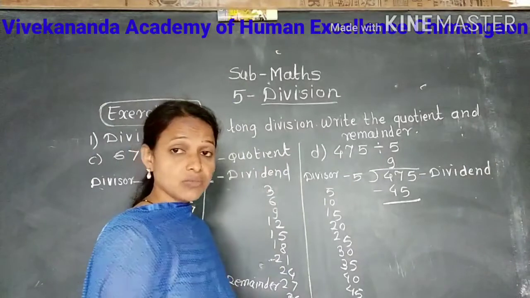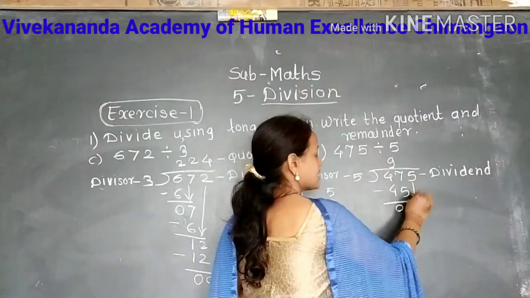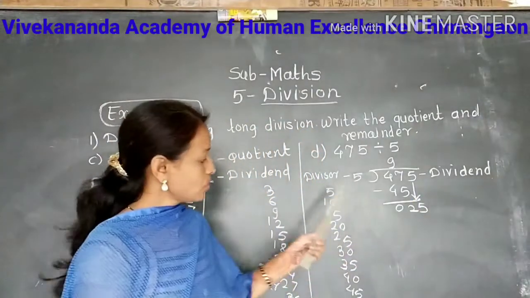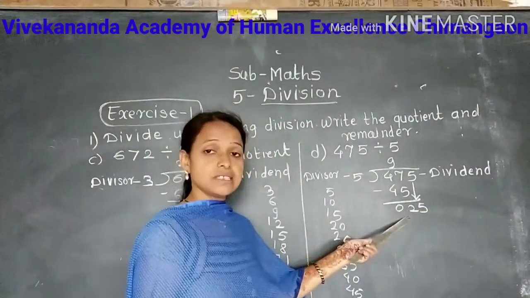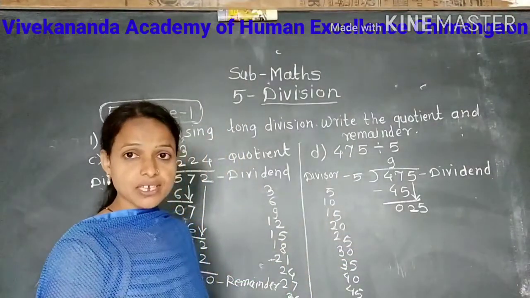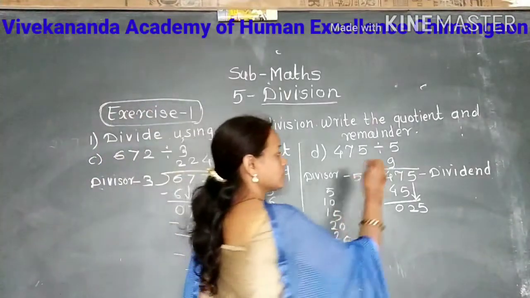7 minus 5, 2. 4 minus 4, 0. The next digit is 5, so 25. Now if you observe this table, 25 is a multiple of 5. 5 fives are 25.